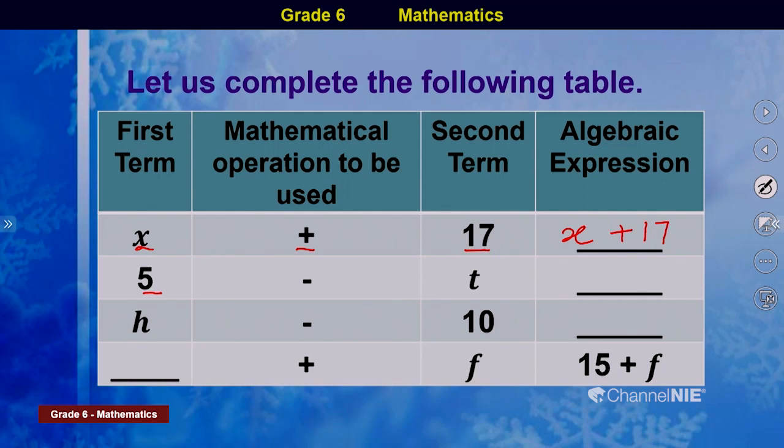My first term here is 5. Then the mathematical operation I have to use is subtract. Second term is t. Then I can write the first term, which is the number 5. Then the mathematical operation, which is subtraction, and then the algebraic symbol t. What is the algebraic expression I get? I get 5 minus t.